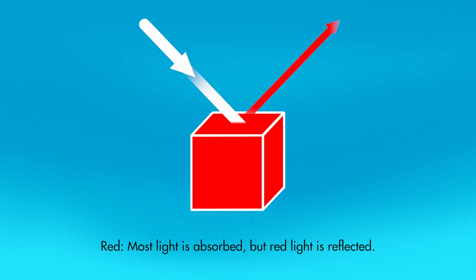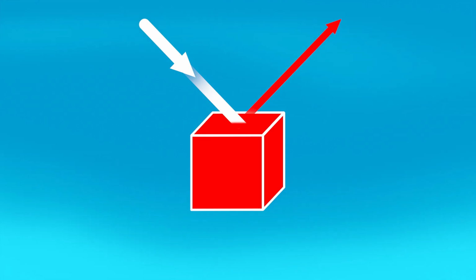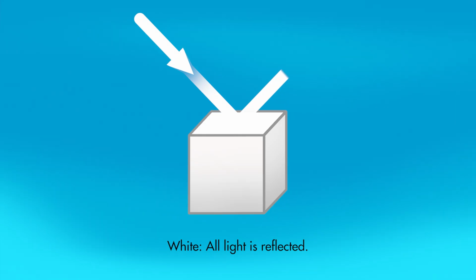However, most of the colors are absorbed by the object and only red light is reflected. Since red light is reflected, we see a red object. If an object is white, all the light is reflected by the object. Since all wavelengths of light are reflected, the wavelengths blend together to form white light, and we see a white object.